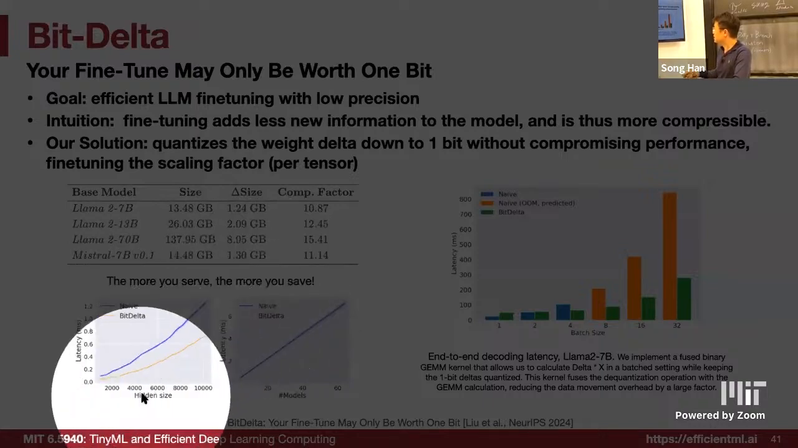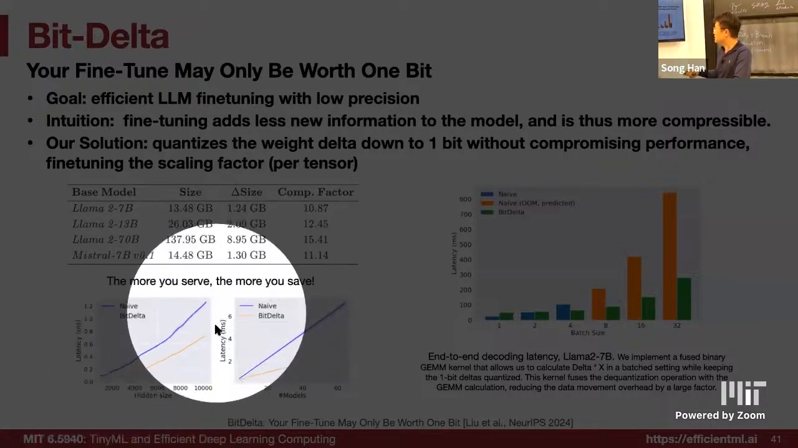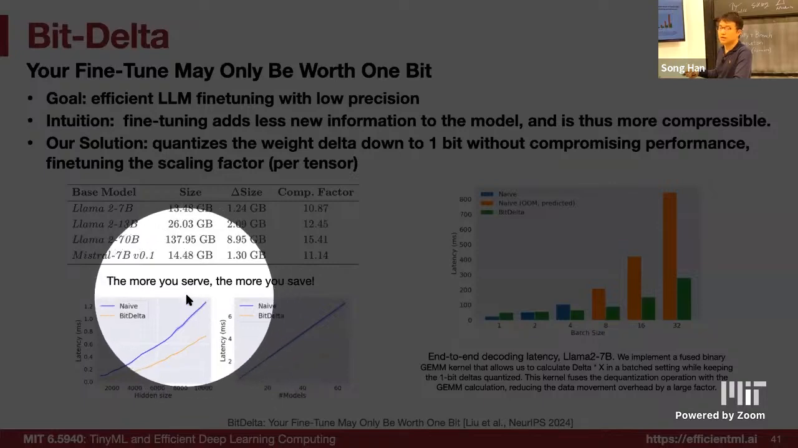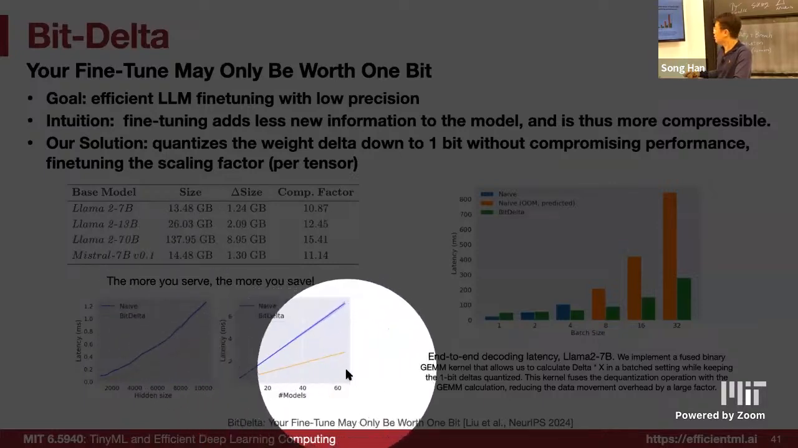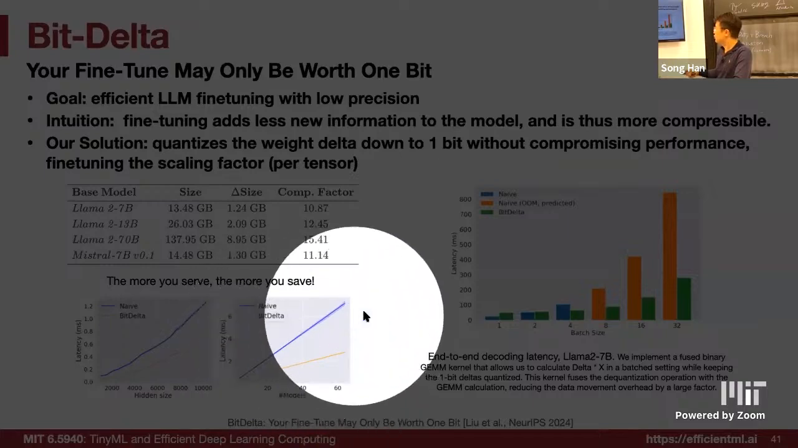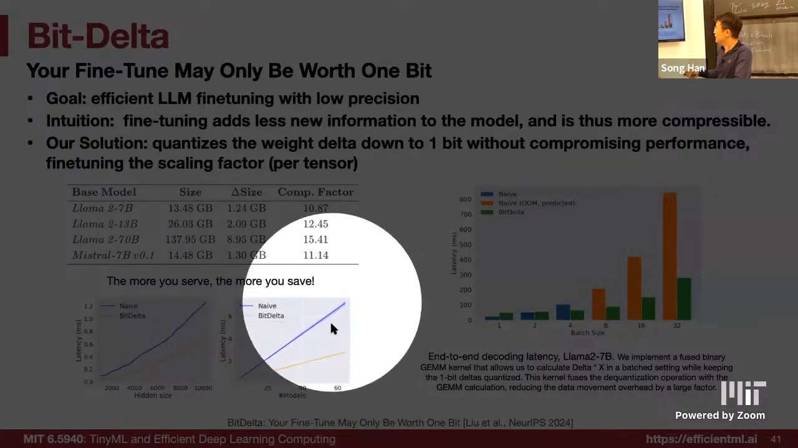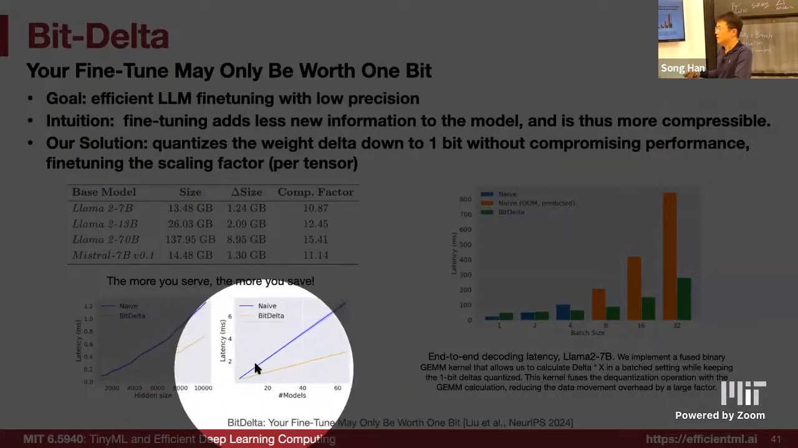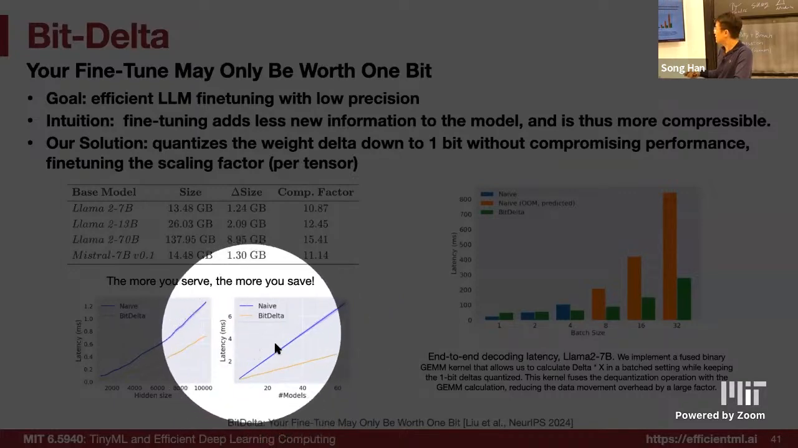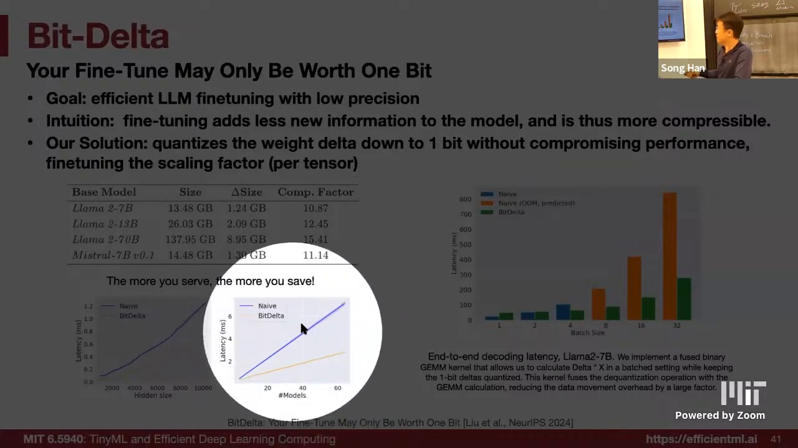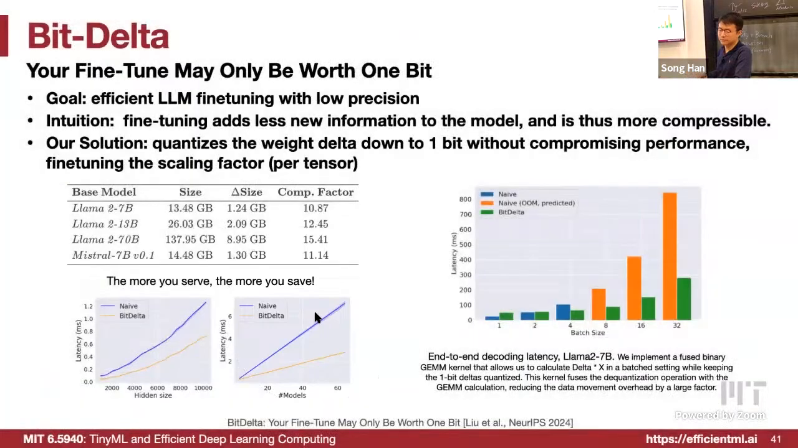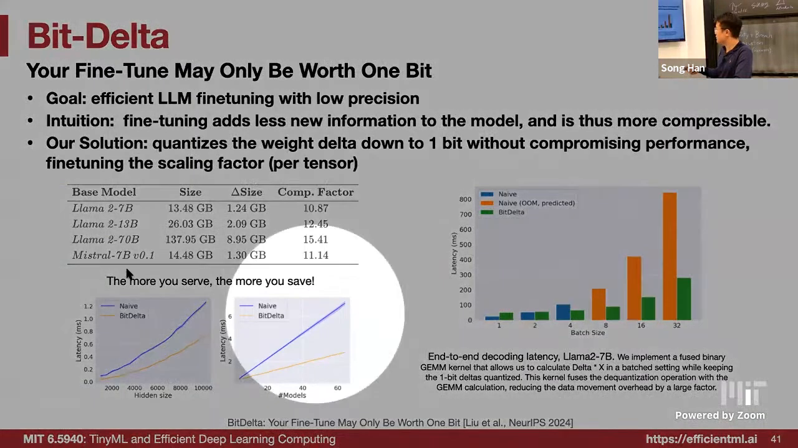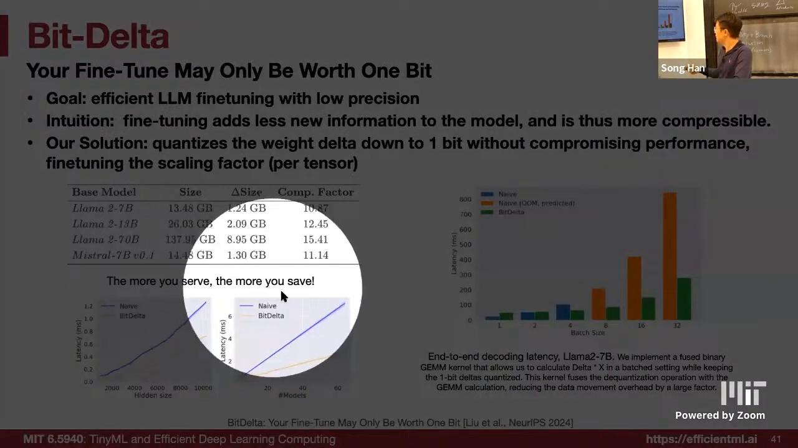Okay, so actually, the more you save, the more you serve, the more you save. Right here, this is the hidden size. The larger the hidden size, the more you save from BitDelta compared with naive. And here is the number of models. For sure, the more models you serve, the more saving is brought by BitDelta, since the latency grows much smaller compared with the full fine-tuning. So the more you serve, the more you save.